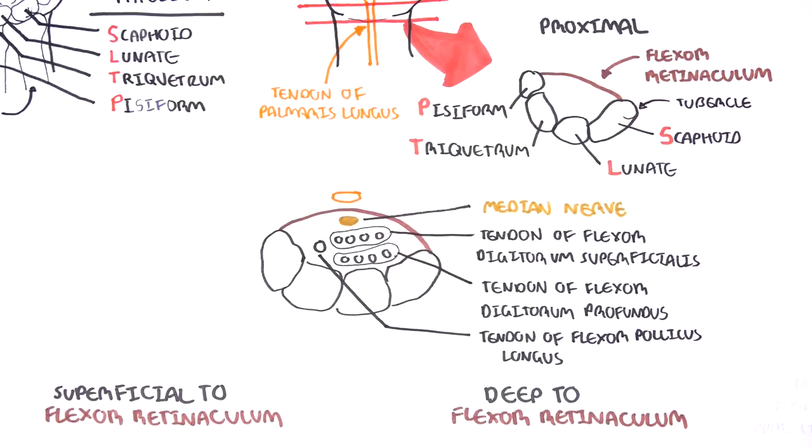I actually drew this wrong. The tendon of flexor pollicis longus should be on the right-hand side because that's the side of the thumb. Sorry.